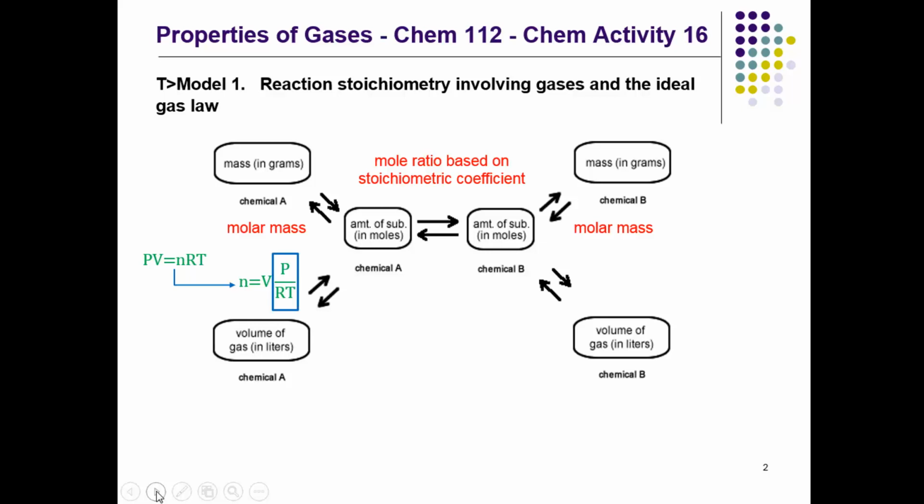In a similar fashion, using the ideal gas law, we can rearrange and this time solve for volume. If we have the amount of substance, we can take that and multiply by the ideal gas law constant and the temperature, and in turn divide by the pressure, and that will allow us to go from the amount of substance to the volume of a gas.